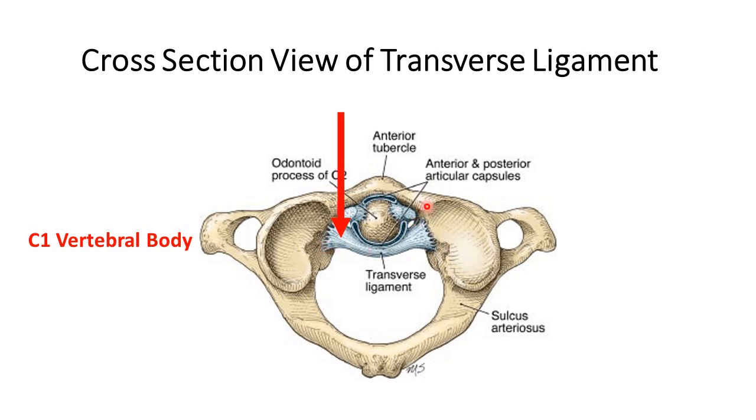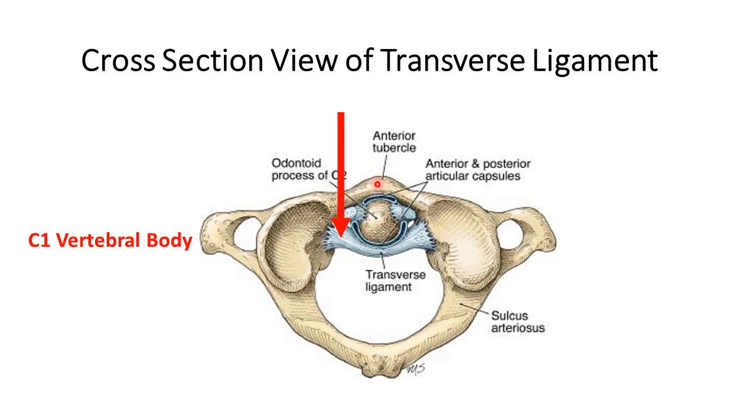Now let us have a look at the atlas. Here you have the small anterior arch, a large posterior arch, and the two lateral masses with a facet for articulating with the occipital condyle, and two transverse foramina in the transverse processes. Now just behind the anterior arch you have the odontoid process of the axis. So it forms a pivot joint.